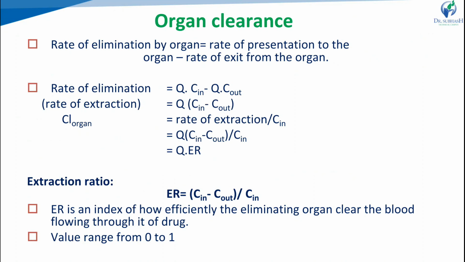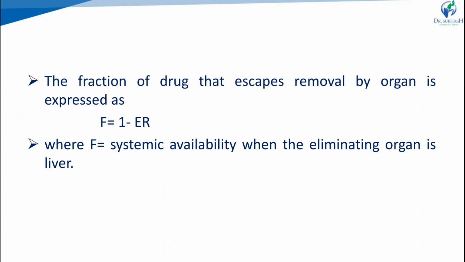So the ER value is between 0 and 1. The fraction of drug that escapes removal by the organ is expressed by F equal to 1 minus ER, where F is the systemic availability when the eliminating organ is the liver. A high ER value is more than 0.7, an intermediate ER value is between 0.3 and 0.7, and a low ER value is below 0.3. So the ER value is between 0 and 1. It is an index of how efficiently the drug eliminating organ clears the blood flowing through it of the drug.